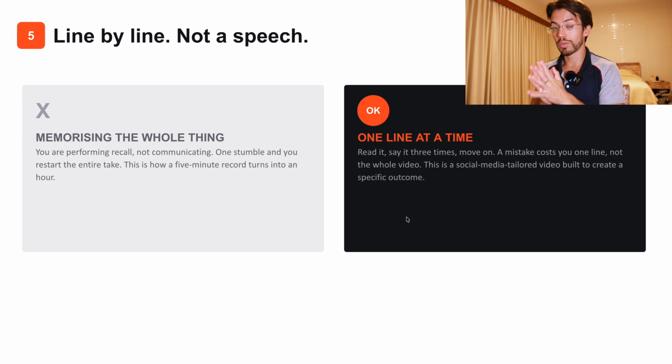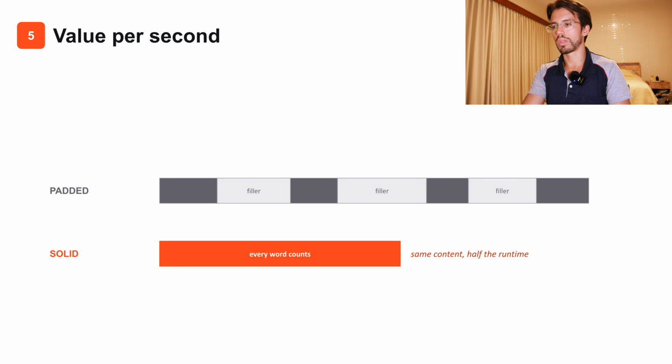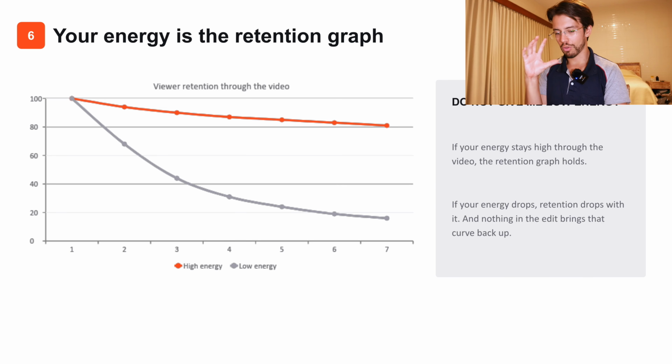This method actually removes 3 things, which is really important: improvising, mistakes, and filler words. Like "as," "so." All of those things are not necessary because what we're trying to attain is value per second. This is how a video looks when there's filler words. This is a video that is chop, chop, chop, chop, chop without mistakes. If you have a cadence, if you have a style and you start fresh at the top, continue fresh during the whole video. That's super important.